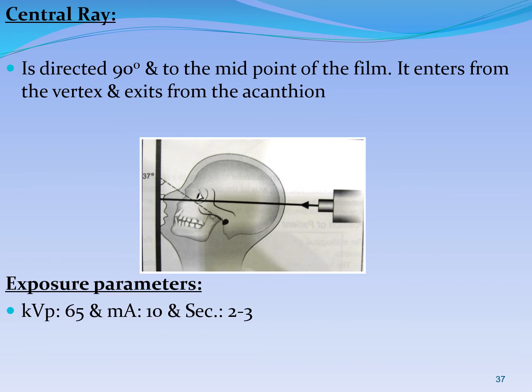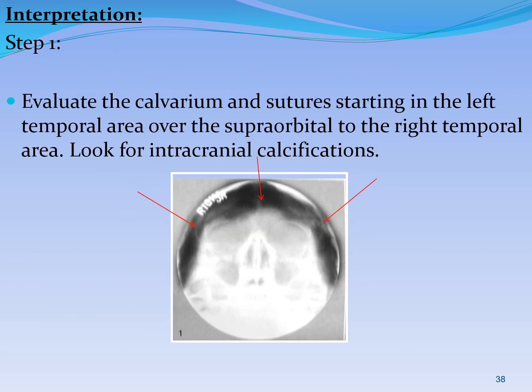The central ray is directed at 90 degrees to the midpoint of the film. The ray enters through the vertex and exits from the acanthion, as in the image over here. And these are the exposure parameters required for the Waters view.